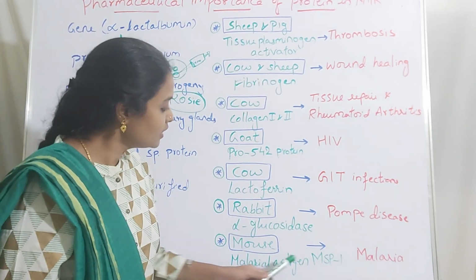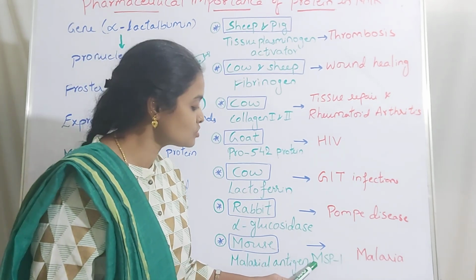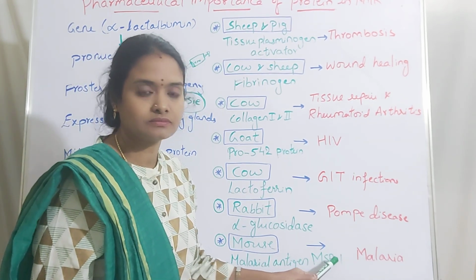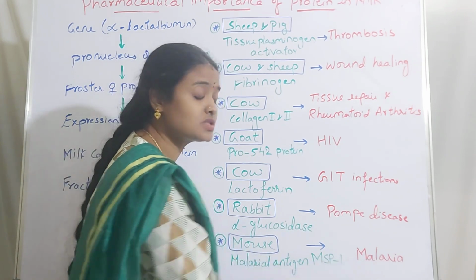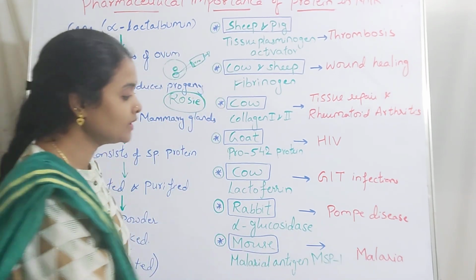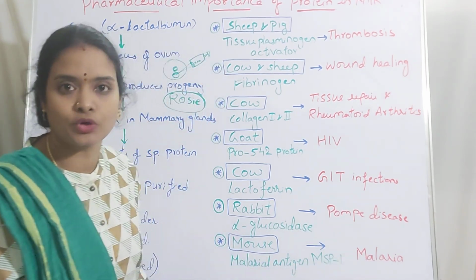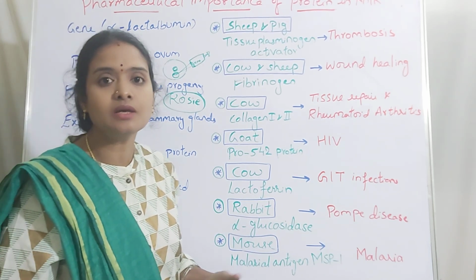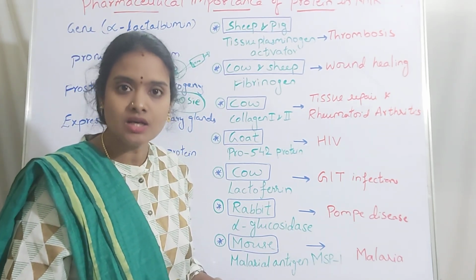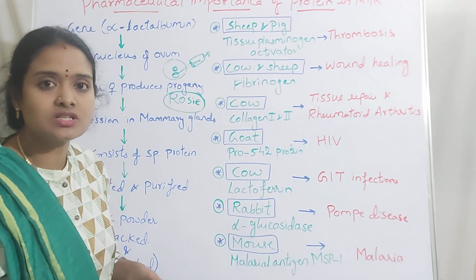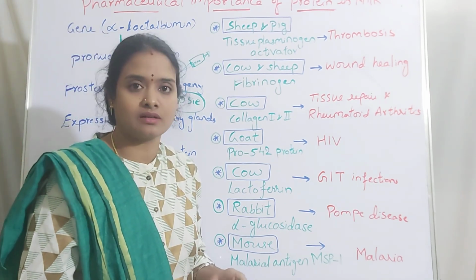Next animal is the transgenic mouse, which is able to produce malarial antigen MSP1, right? MSP1 is merozoite surface protein. Mainly it is used in curing malaria. The malarial parasite is Plasmodium. One of its stages is the merozoite stage, right? So at that stage the antigen can act as a vaccine.